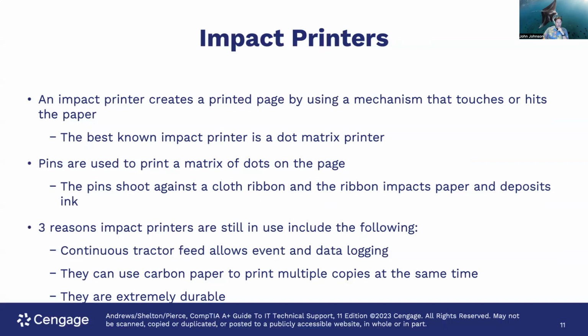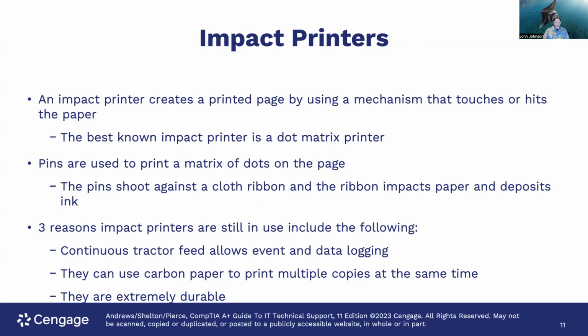An impact printer creates a page by using a mechanism that touches or hits the paper. The best known impact printer is a dot matrix printer, and pins are used to print a matrix of dots on the page. The pin shoots against a cloth ribbon, and the ribbon impacts the paper and deposits the ink.